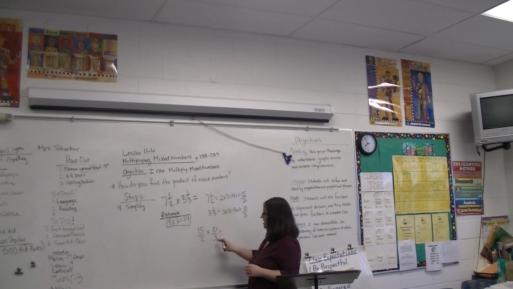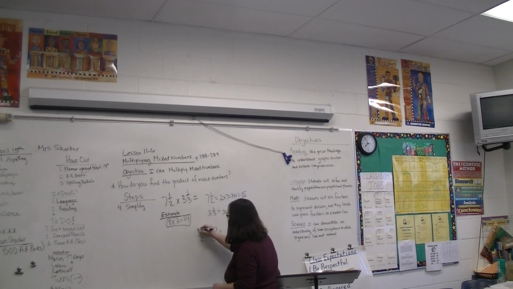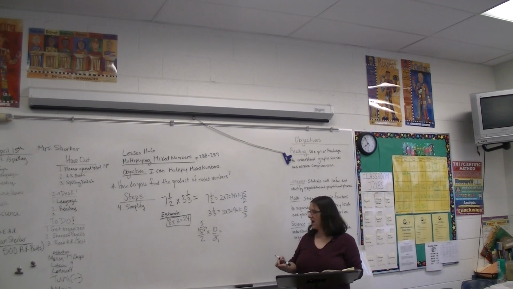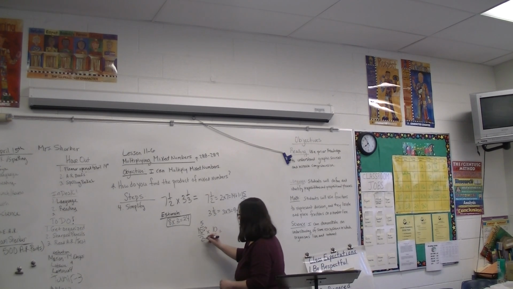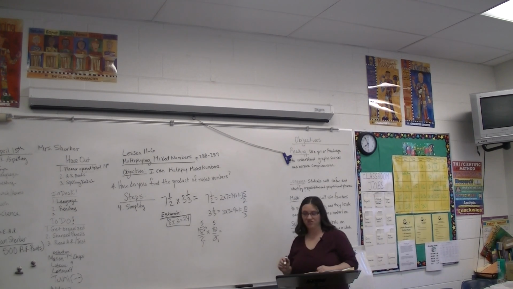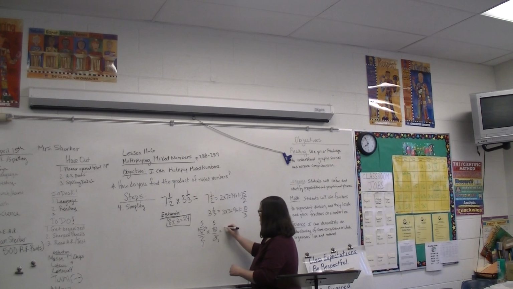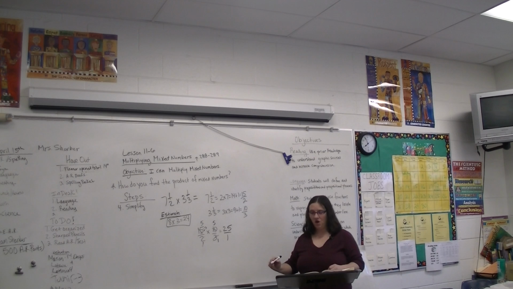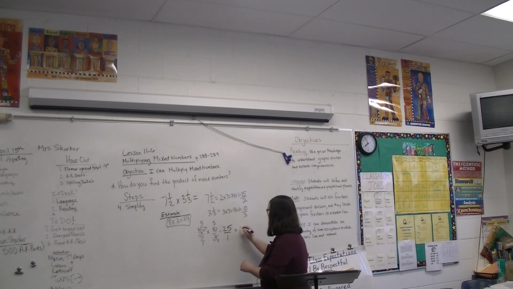So I can see 15 and 3, both can be divided by 3. So 15 divided by 3 is 5, and 3 divided by 3 is 1. I also see that 2 and 10 have common factors, so I'm going to divide both of these by 2. 2 divided by 2 is 1, and 10 divided by 2 is 5. Now I'm going to multiply. 5 times 5 is 25, and 1 times 1 is 1, and we know that any whole number over 1 is equal to that number. So my final answer is 25 jackets, and that's for machine B.